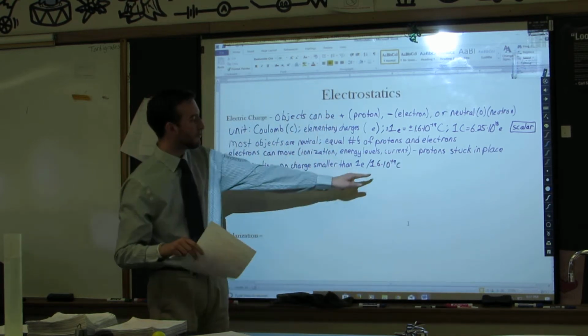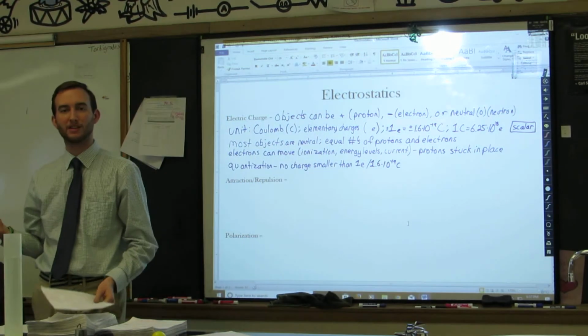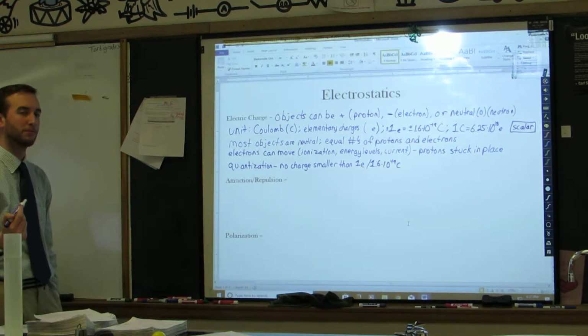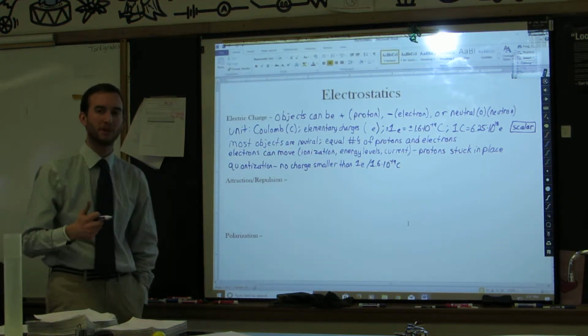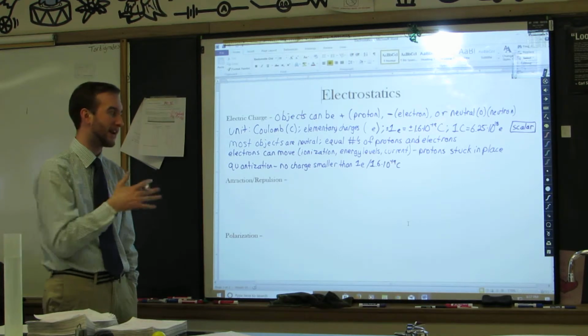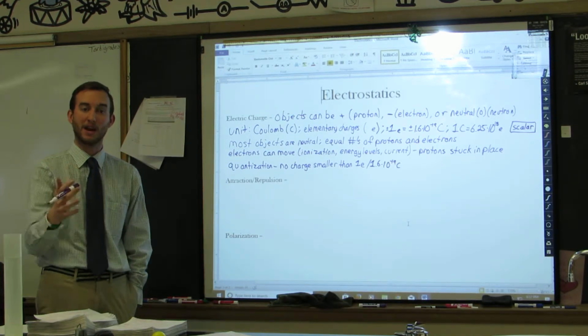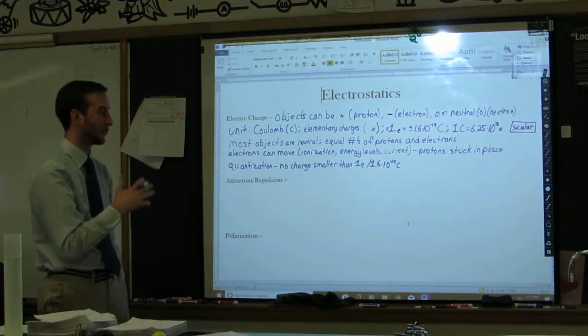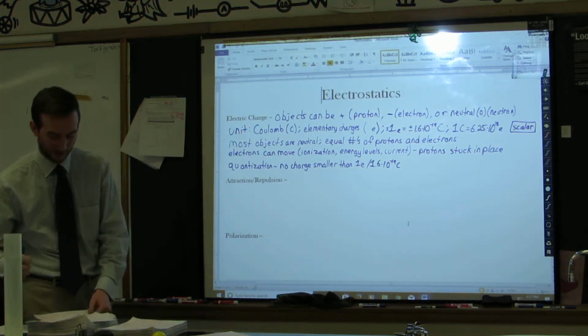So what this means is you could not have 0.8 times 10 to the negative 19th C, or coulombs, for a charge for an object. That would be like half of a proton or half an electron. Those things don't exist. Okay? You can't have half of an electron. You can't have half of a proton in terms of charge. It doesn't exist like that.